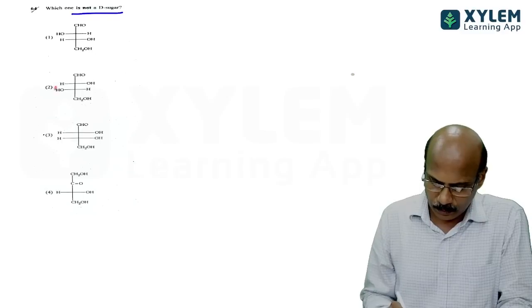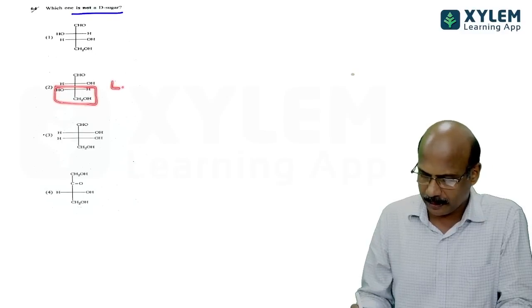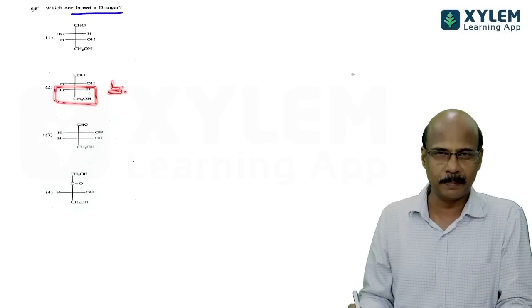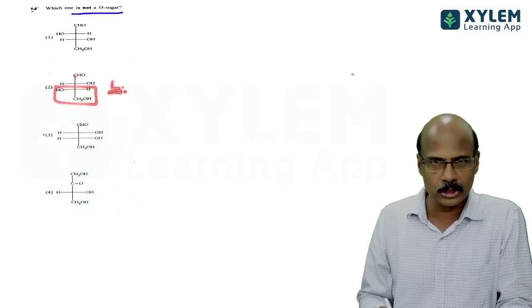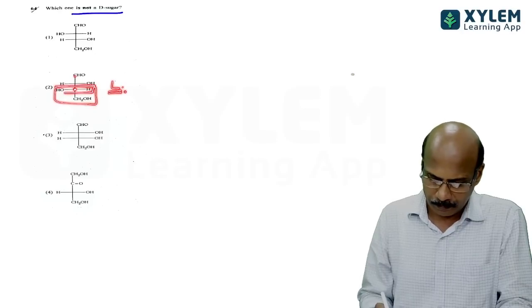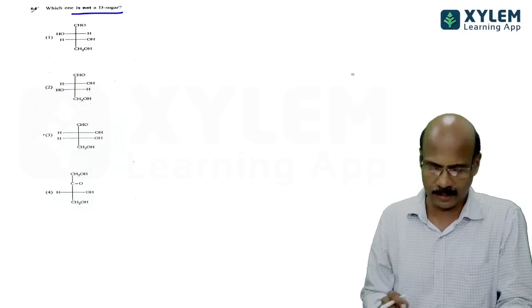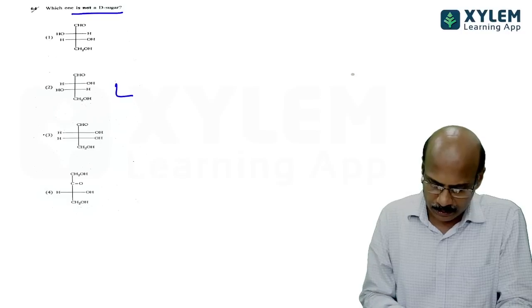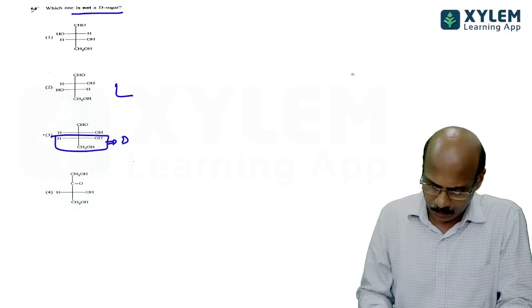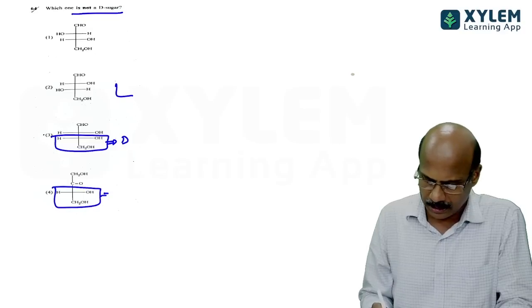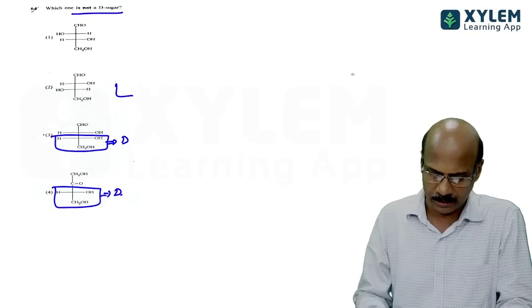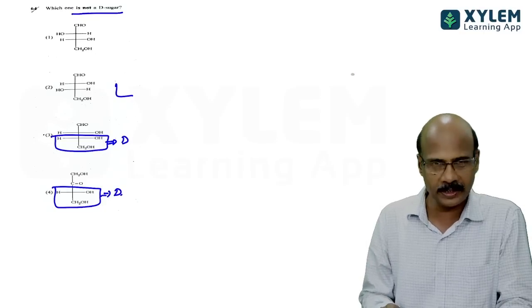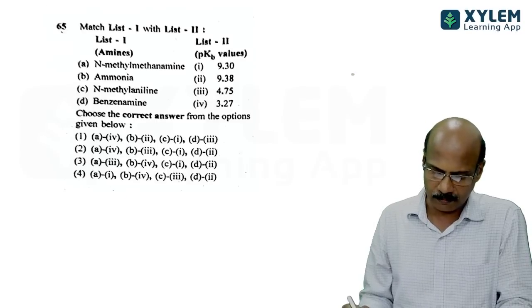What about the second one? The second one is not capital letter D, but it is the L series. Because the oxidized carbon is CHO, the asymmetric carbon away from it is this one, and in this case the OH is on the left hand side. So that goes to the L series. What about the other ones? In the third option, this is capital letter D, and no doubt the fourth one is also capital letter D. So the L sugar is given in option 2. Clear? Now let me go to question number 65.